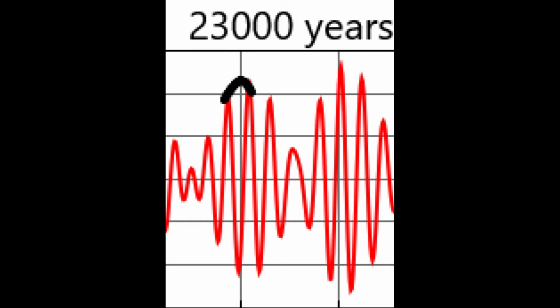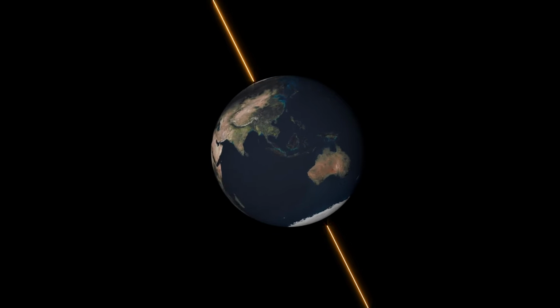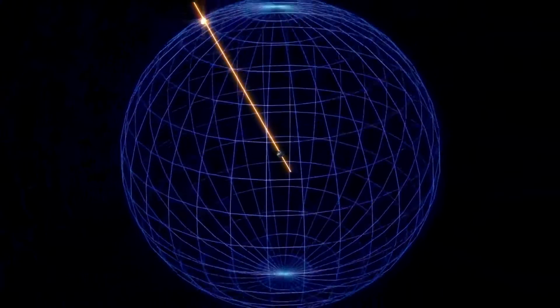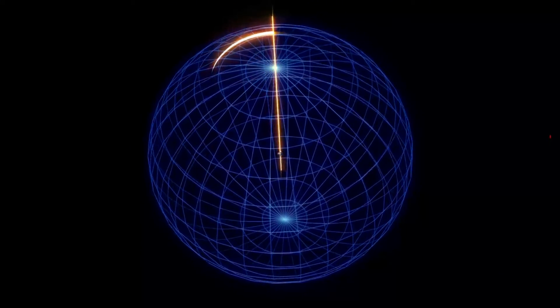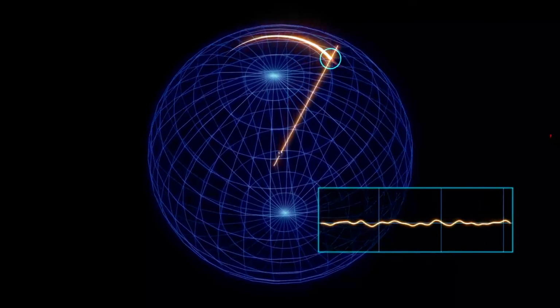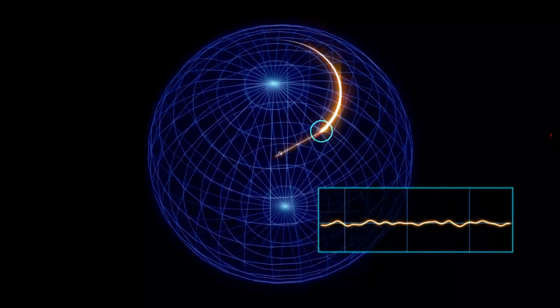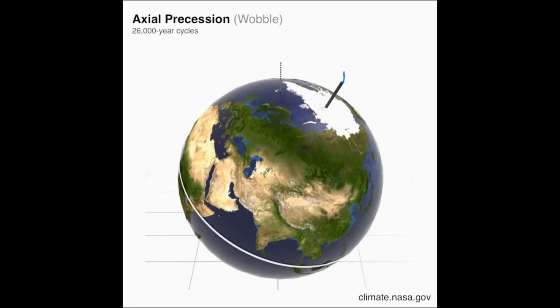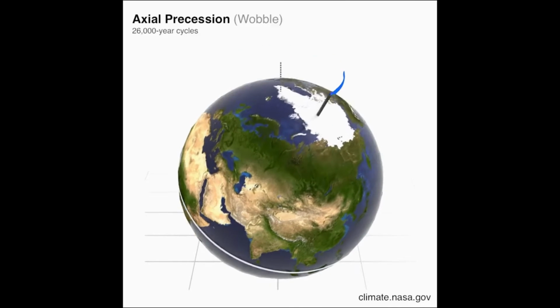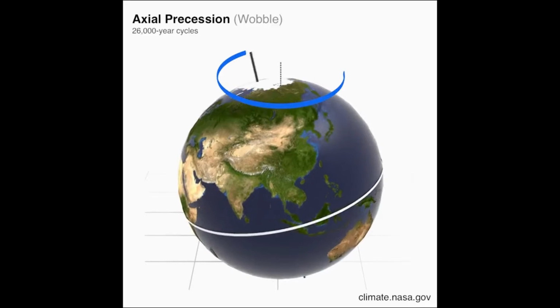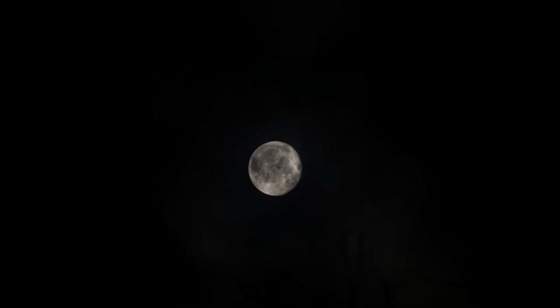Here, over a time period of 23,000 years, you can see Earth's North Pole creating an imaginary circle. This circle points at different stars in the night sky depending on the time period. And thanks to Earth's moon.